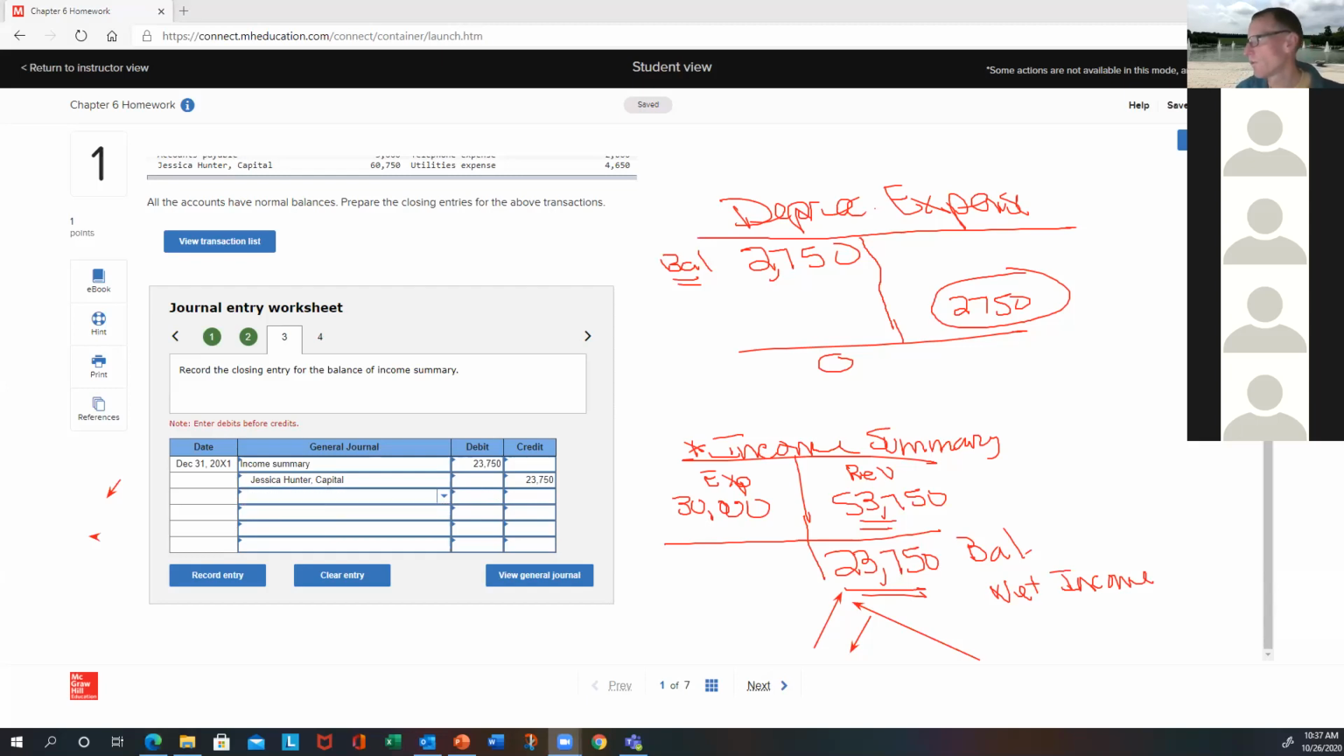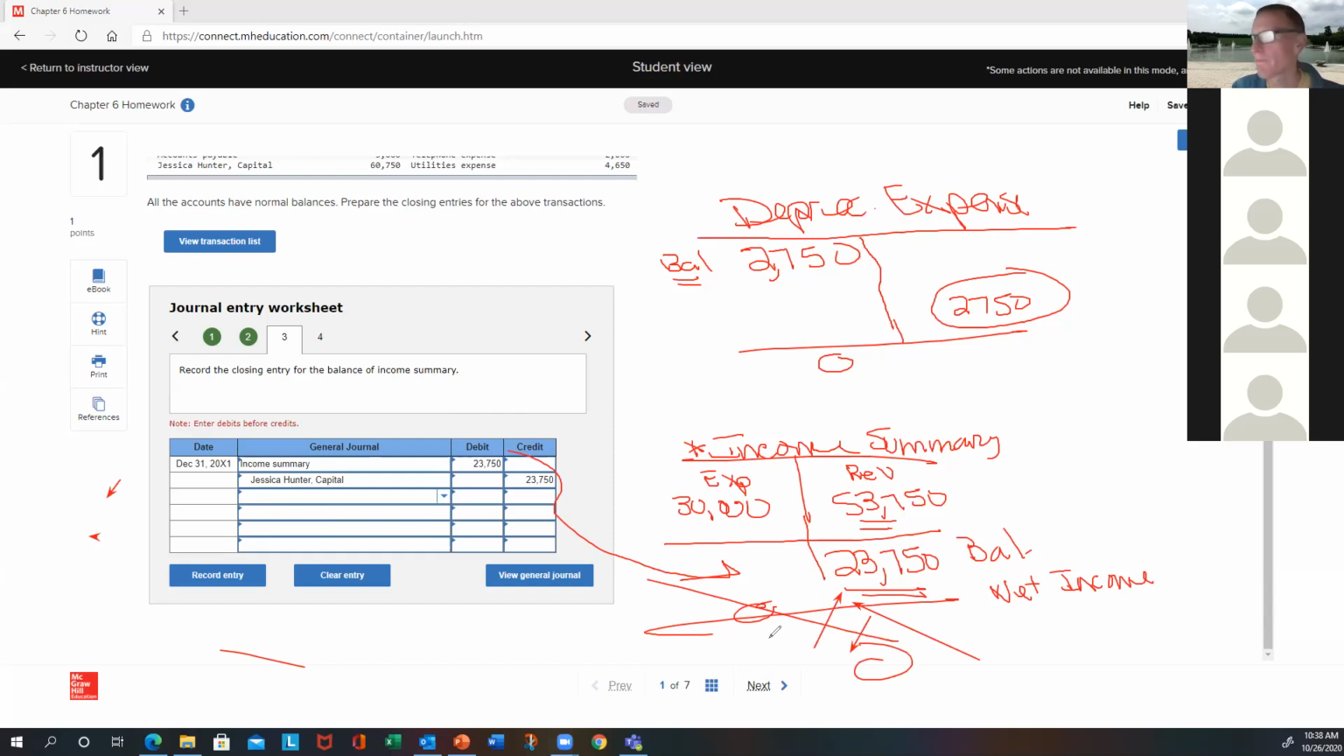So up to step 3, once I've done that, income summary will then be at 0, because once we put this debit as a posting in the income summary, at this point I'm just going to put 0, just to try to visualize that you're at 0.